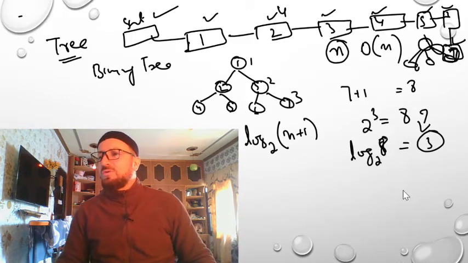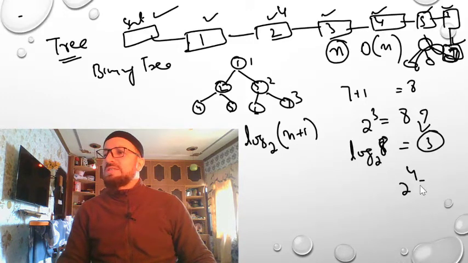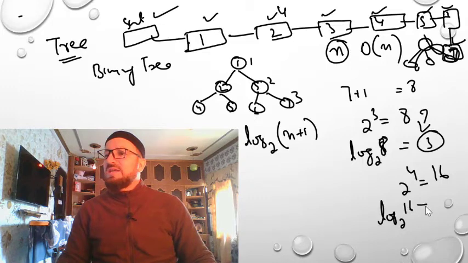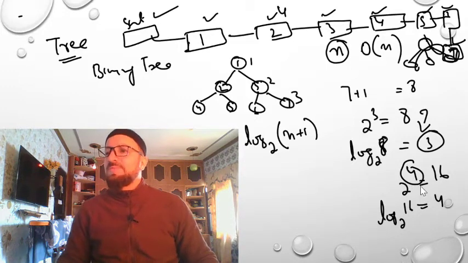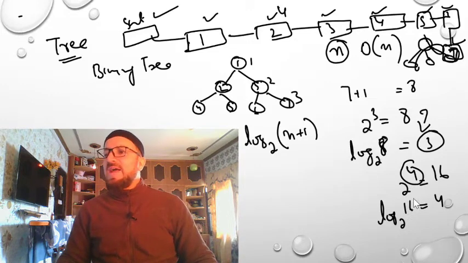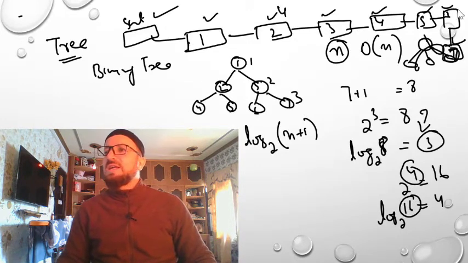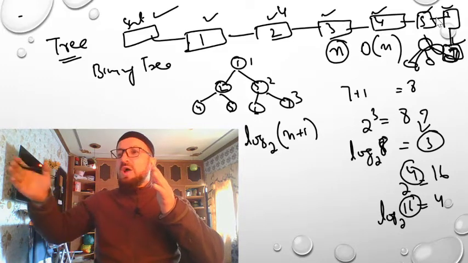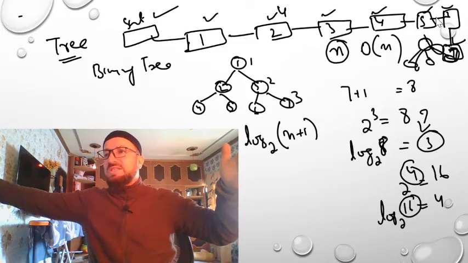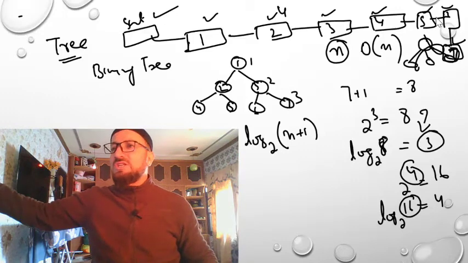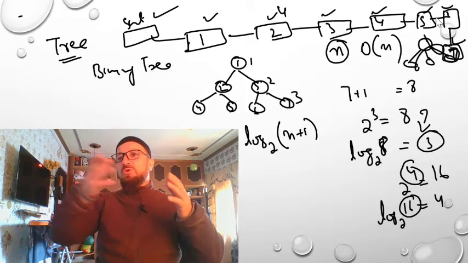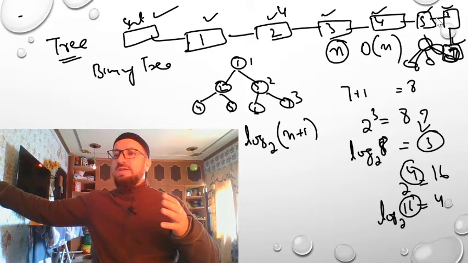If 2 to the power 4 is 16, I can write it in logarithms like this: log to the base 2, the same 2, of 16 is equal to 4, whatever the raised power comes in. So that means if I have 16 nodes in a single linked list, the length will be 16. If you have to find the 16th element, you have to go for 16 iterations to find it.